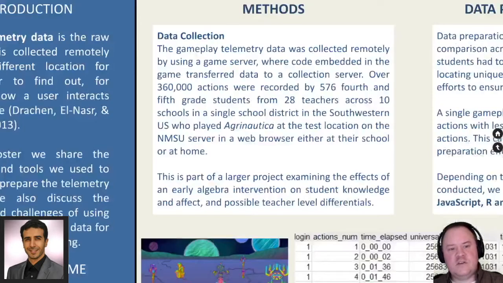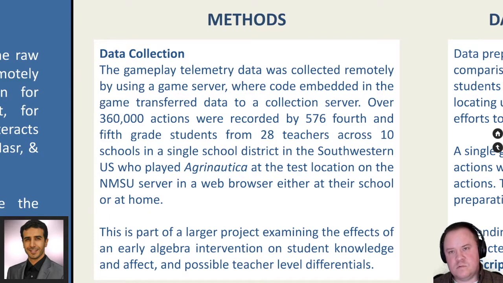The methods for collection, first of all, students would log into this game from their schools or from their homes and play the games. And the embedded code allowed us to collect data about what students were typing in, what students were clicking on, what types of plants they created. And this data was collected. We cataloged over 360,000 actions from about 576 fourth and fifth grade students that were in 28 teachers' classrooms across 10 different schools in the southwestern United States.